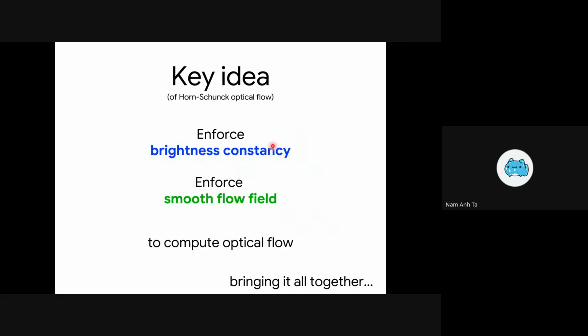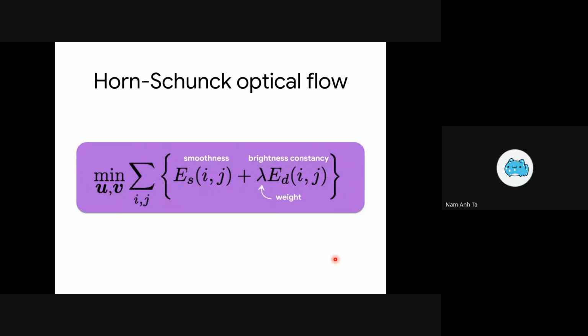And now we will combine two different constraints into a single framework. The first is brightness constancy, and the second is the smooth flow field. By merging these two, we can solve for a dense optical flow that is both accurate and consistent with the image data. As we just mentioned, the core of the Horn-Schunck method is the combination of two assumptions, brightness constancy and the smoothness term. So we will represent this as a total energy function.